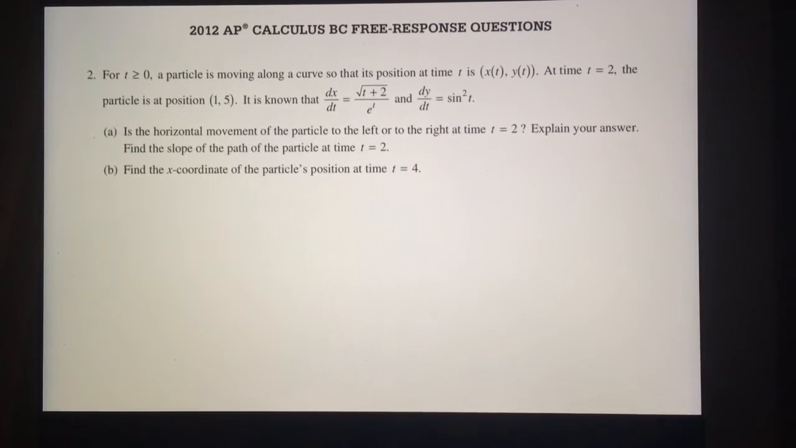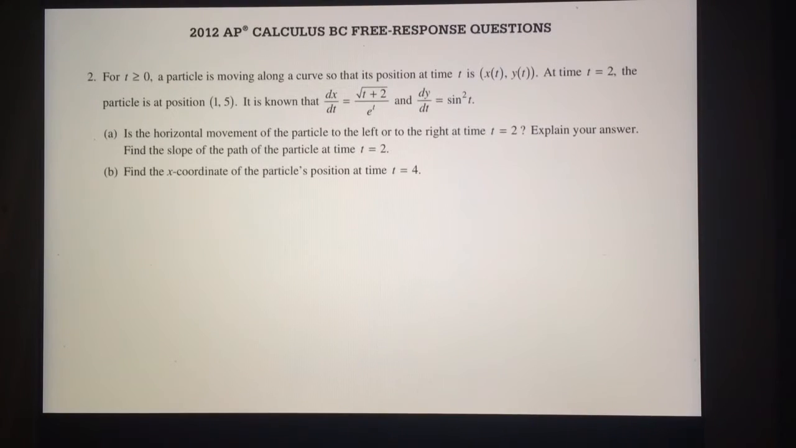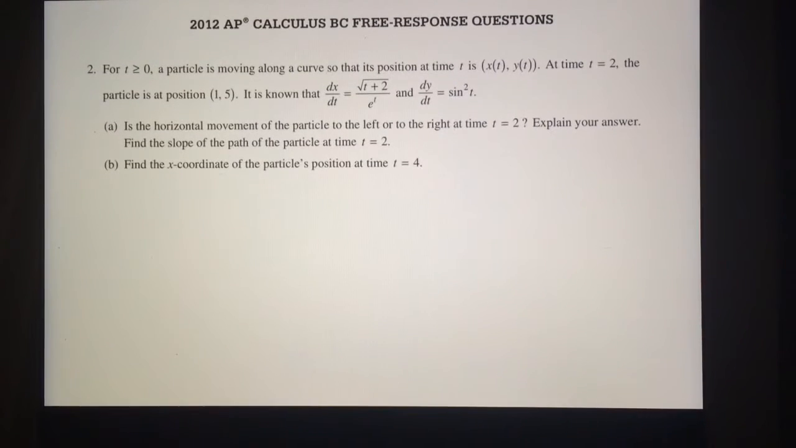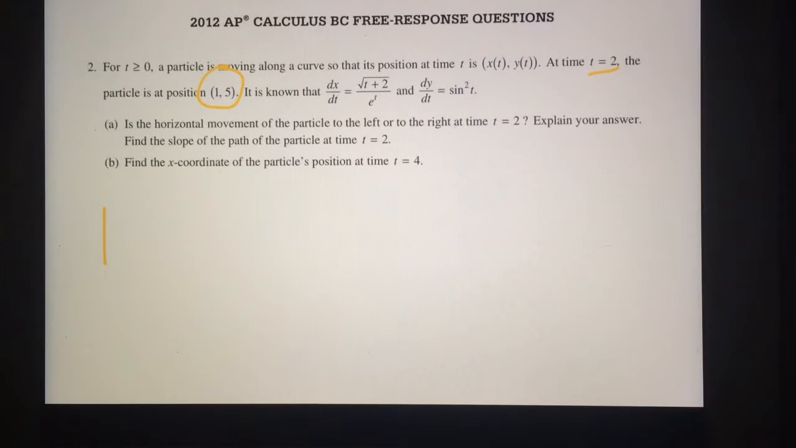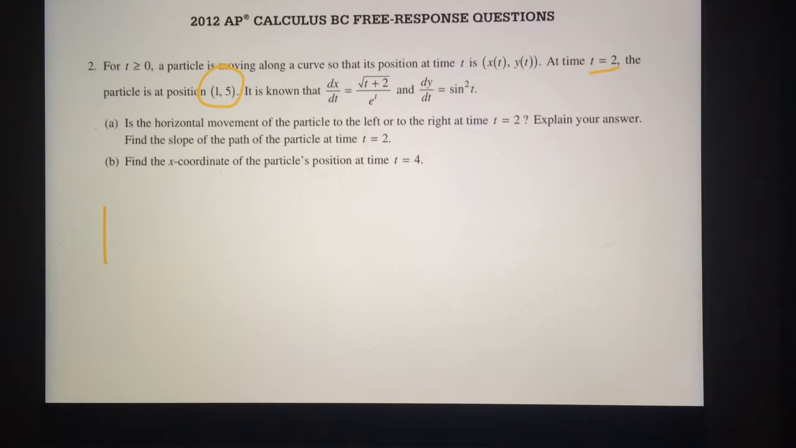Part B. Find the x-coordinate of the particle's position at time t equals 4. So that's when this nifty little coordinate comes in. We know at time equals 2, x is equal to 1. So let's just write that down, 1. What this question is really asking is, what is the x-coordinate of the particle at t equals 4? But we can figure that out by starting where we know. We know that at t equals 2, x is 1.